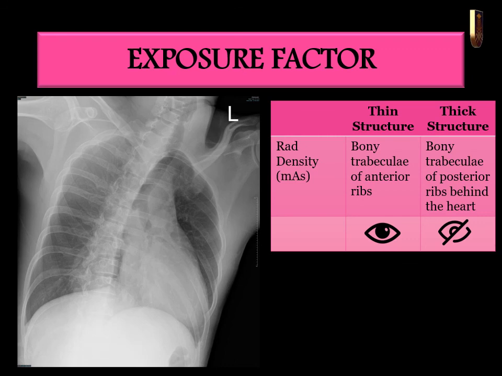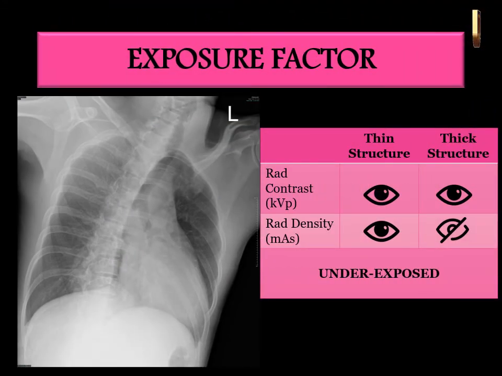However, the mAs used for this image is inadequate for radiographic density and details. This is because the bony trabecular pattern of the thin structure, which is the anterior rib, can be seen, but the bony trabecular pattern of the thick structure, which is the posterior ribs behind the heart, cannot be seen clearly.